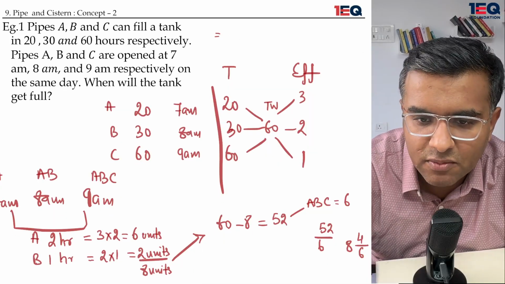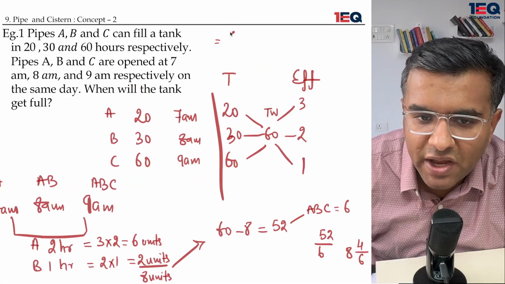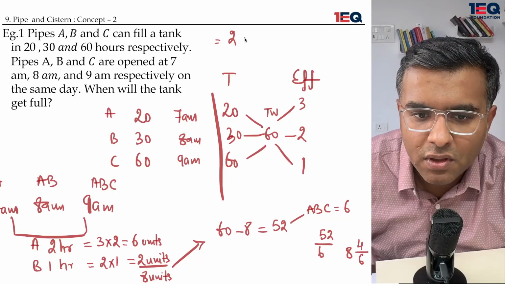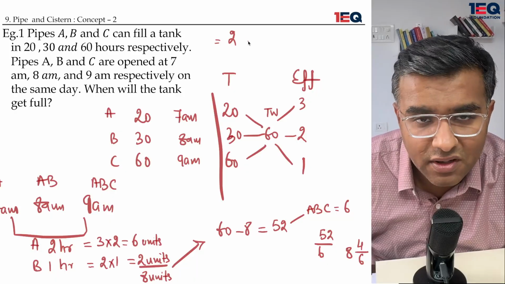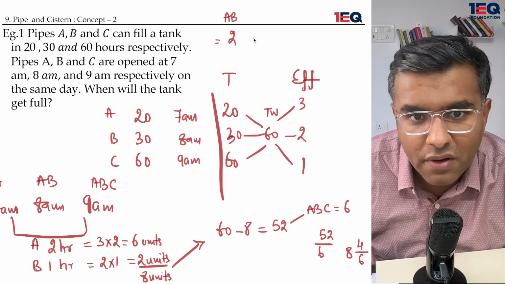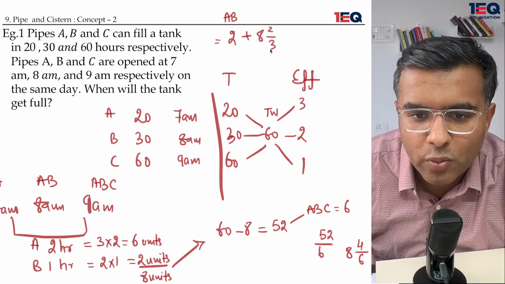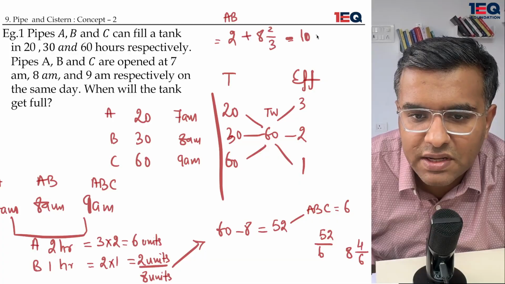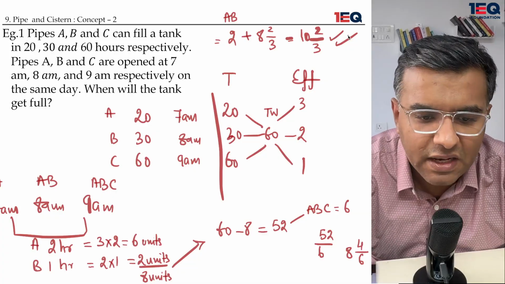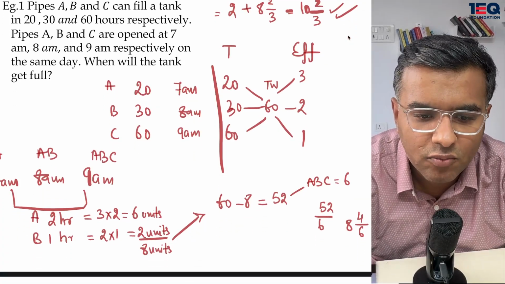Just give me a moment, I'll grab some more space. This comes out to be 8 2/3. So I have 2 hours of work which was already done by A and B, because A and B were functioning 2 hours before that as well. So 2 hours plus 8 2/3 gives me my answer as 10 2/3. Okay. My final answer comes out to be 10 2/3. Right. Moving on.